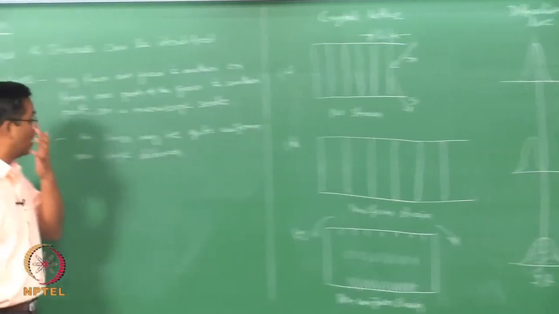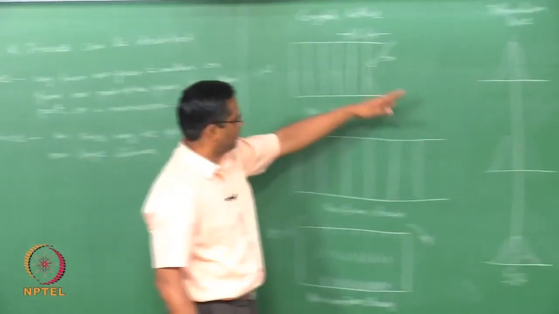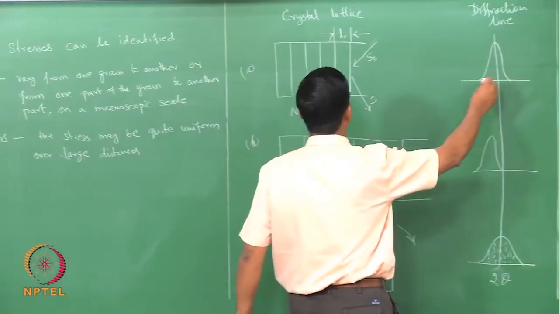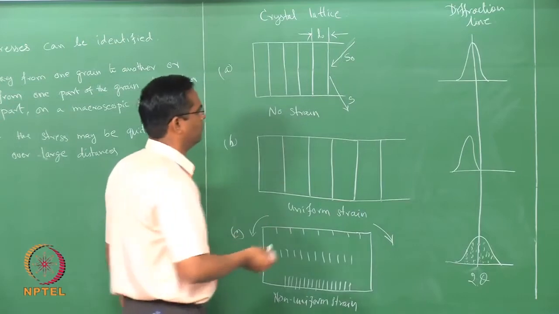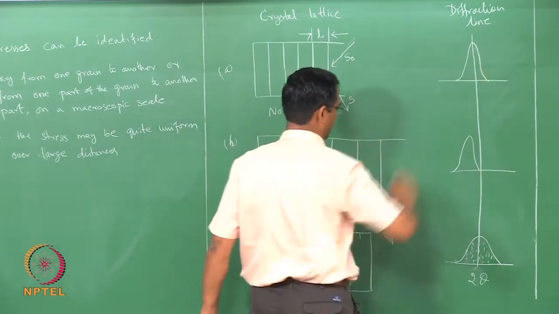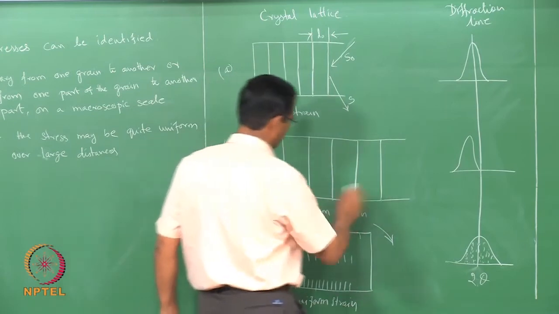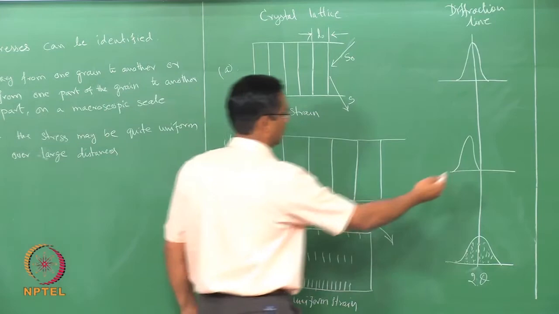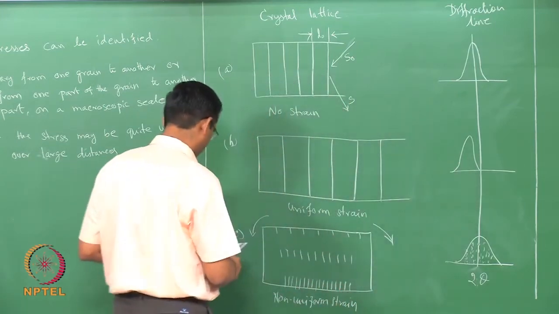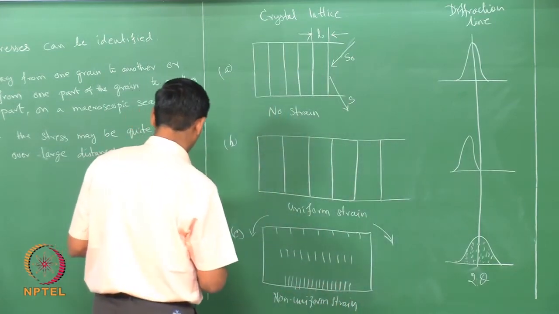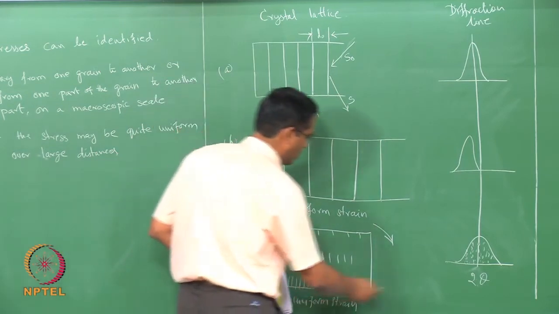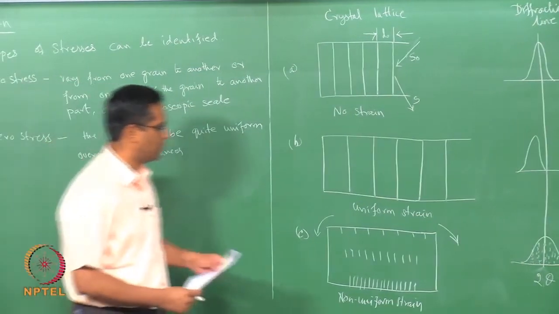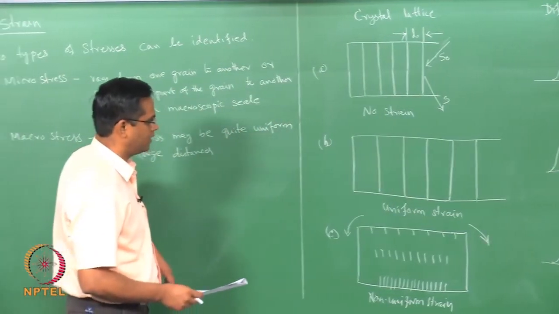So, you see a typical X-ray diffraction line. This is for the no strain state, you will have a peak like this, and if it is a uniform stretching, then your peak is shifted to the left hand side. When you have the non-uniform state, you have a bit of broadening with a little bit of complexity inside. We will see why it is so.